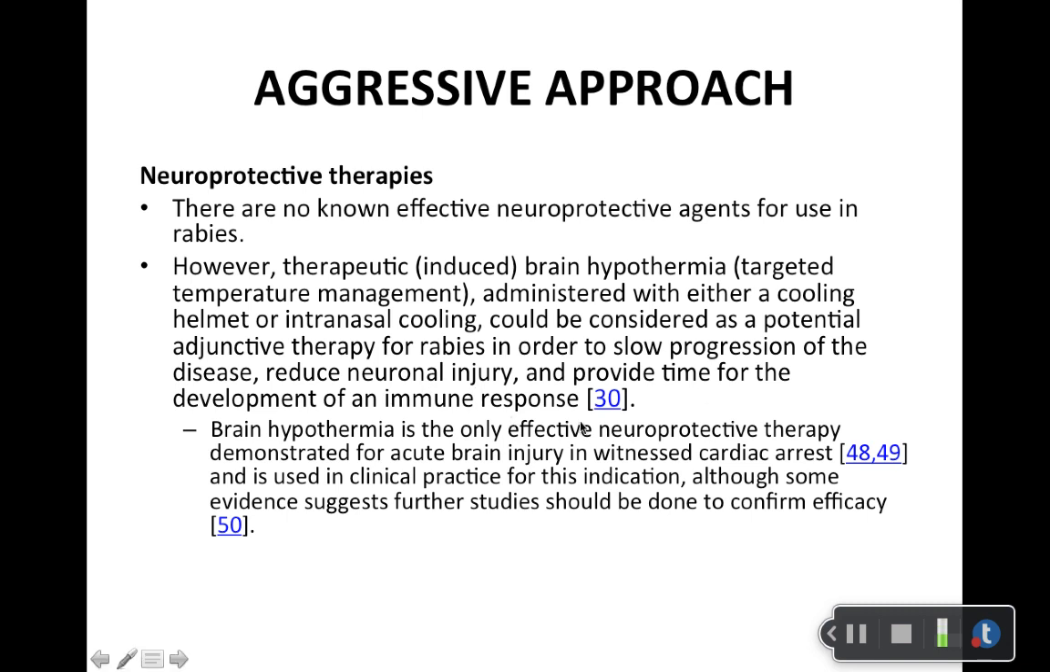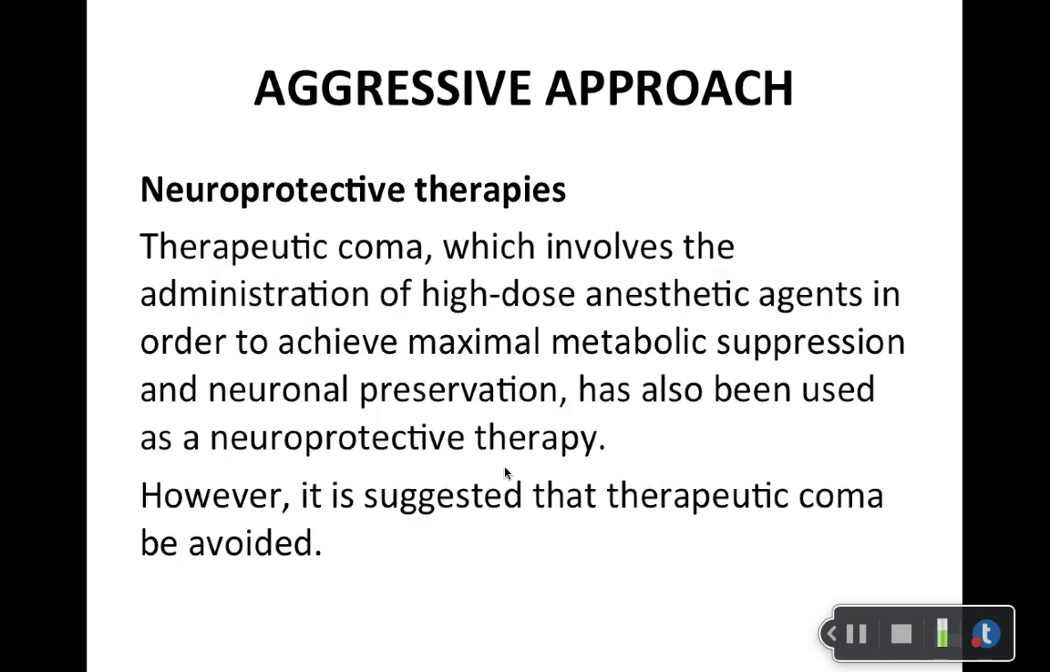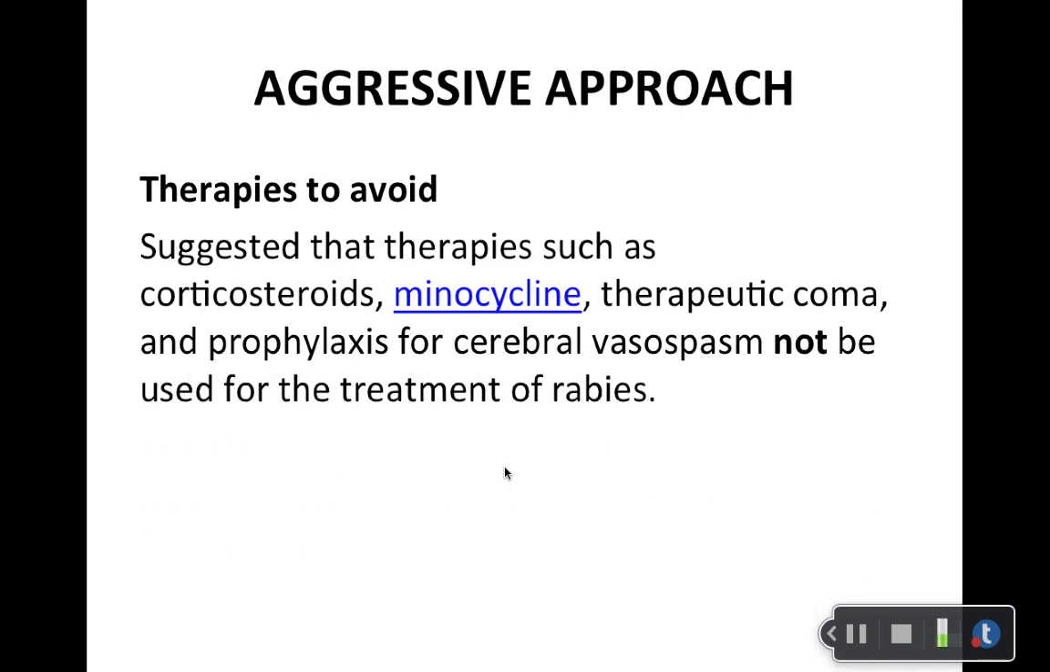The brain hypothermia may be a good idea to do. Some more neuroprotective agents that you can go ahead and read through. A lot of these still need more research done. This is again not a very common thing, so there's not a lot of data to support some of this stuff. Therapeutic coma. This is actually something that they suggest should be avoided.